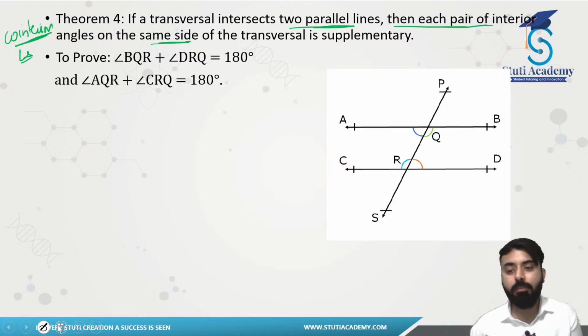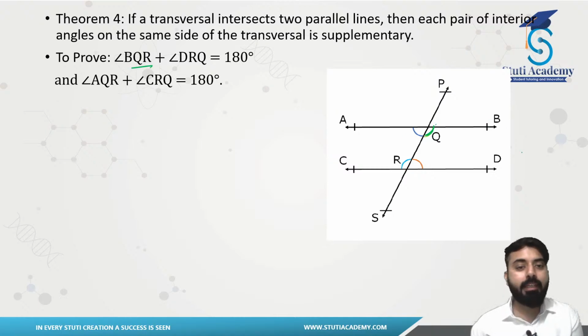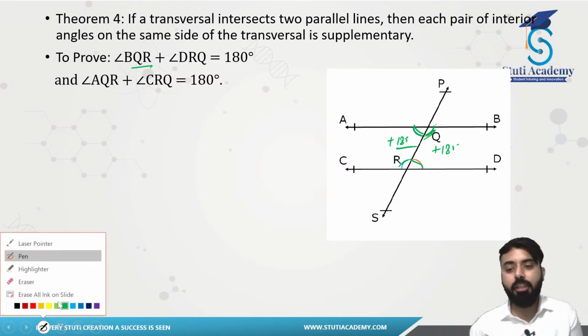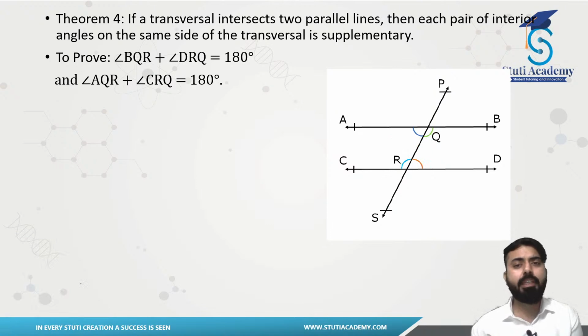Now we are talking about these angles, angle BQR and angle DRQ. That means these two angles will amount to 180 degrees, and these two angles right here will also amount to 180 degrees. So we have to prove this. Now you guys see, if I just erase this one, this is quite easy to prove since they are talking about supplementary. So their sum will be 180.